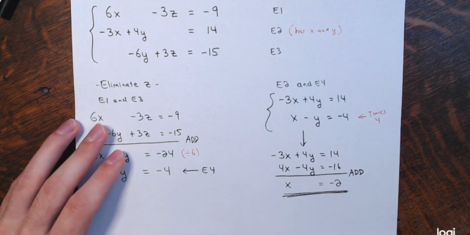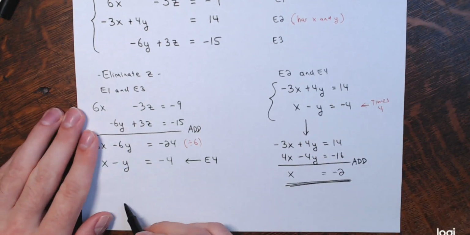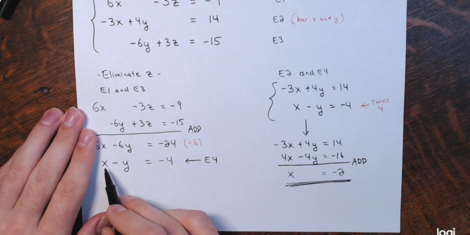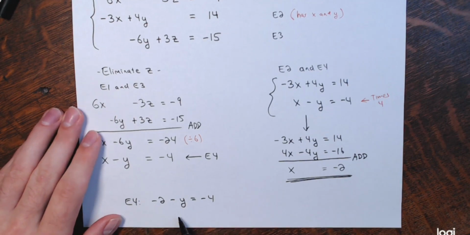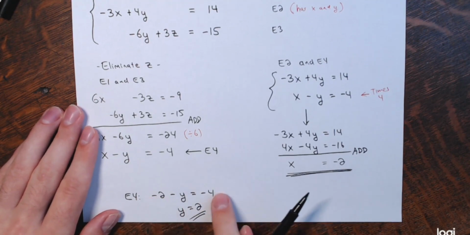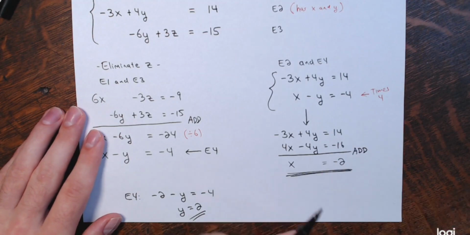x equals negative 2. And then I'll just go back to equation 4, and we have negative 2 minus y equals negative 4. And then I'm hoping that you can see that y must be positive 2. Again, add 2, divide by negative 1. So x is negative 2, y is positive 2.